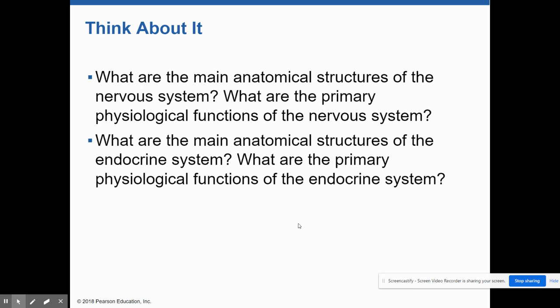So before we move on, I want you to think about the organ systems we just covered. Take some time to think about the main anatomical structures for the nervous system and the main physiological functions of the nervous system. And then also review the main anatomical structures of the endocrine system and the primary physiological functions of the endocrine system. Pause the recording while you refresh yourself on this information. And once you're ready, press play to move on with the lecture.